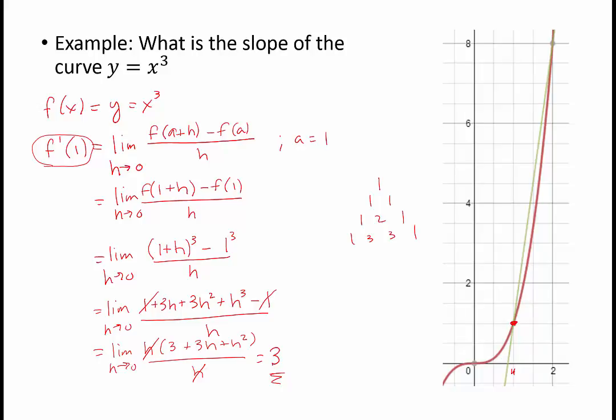Let's take a look at that. If I were to draw something that goes over 1 and up 3, over 1 up 3, does it look like I indeed get a tangent line slope? It sure does.